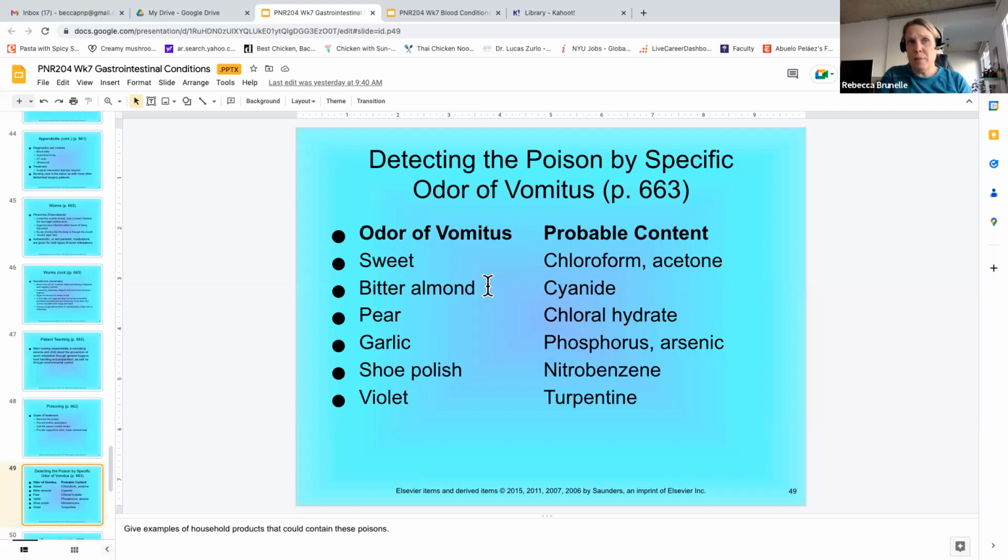So sometimes you can get some information about what the kid might have ingested based on what their vomit smells like. I don't think that you need to memorize this chart, but I would be aware that certain characteristics of the vomit, like the smell, could give somebody like poison control or someone that specializes in toxicology information about what the kid ate if you don't have any idea what they could have consumed.